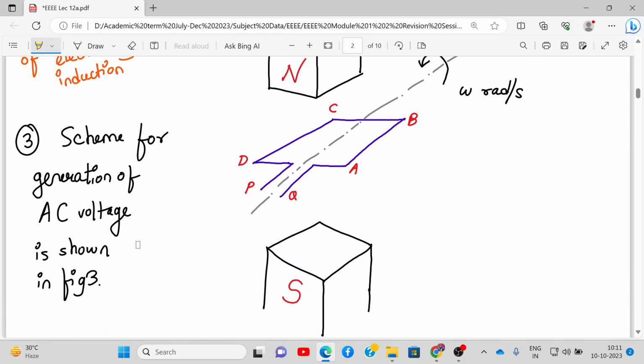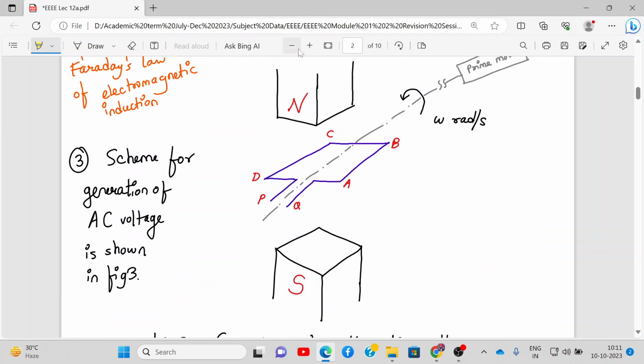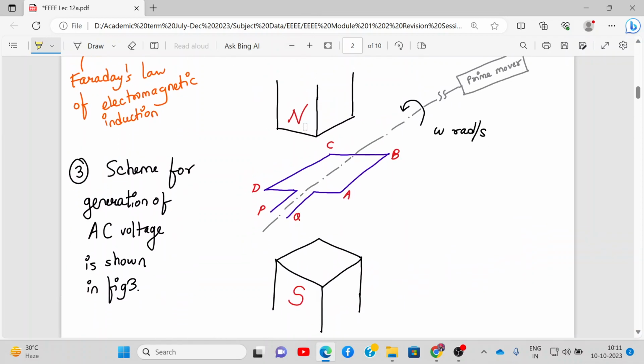Let's see the scheme for the generation of AC voltage. We have a permanent magnet with two poles, a north pole and a south pole. A rectangular coil A, B, C, D, P, Q of n turns is rotating in the anti-clockwise direction with angular velocity omega.